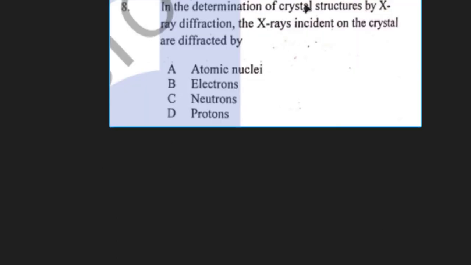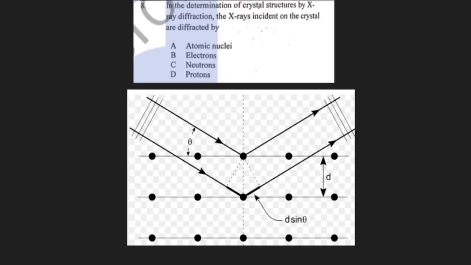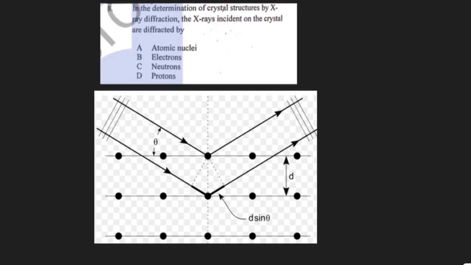In the determination of crystal structures by X-ray diffraction, the X-rays incident on the crystal are diffracted by, so this is an example of a crystal lattice with diffraction, and this is called X-ray diffraction since X-rays are sent in. The particles involved in diffraction, that is reflection of the ray, are electrons. So the predominant particles involved in the reflection of the X-rays are electrons, even though neutrons have a minute role. So electrons are predominantly the cause of diffraction.